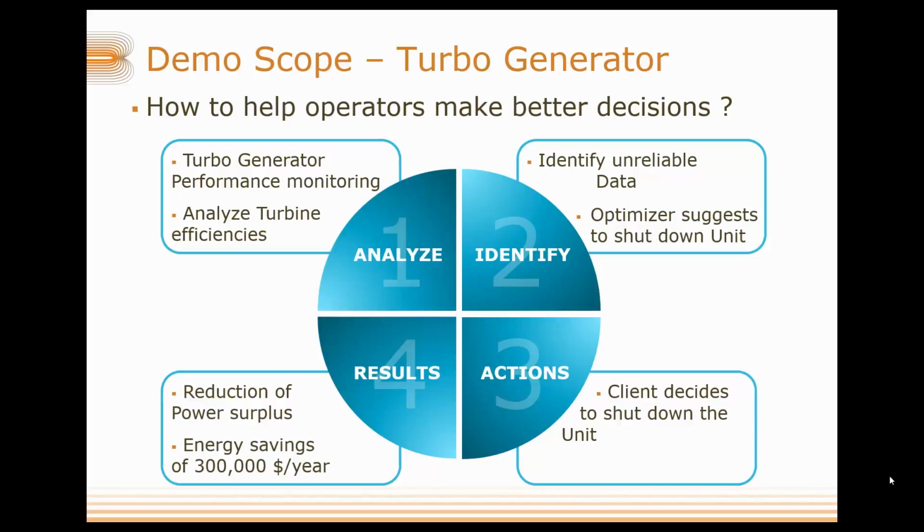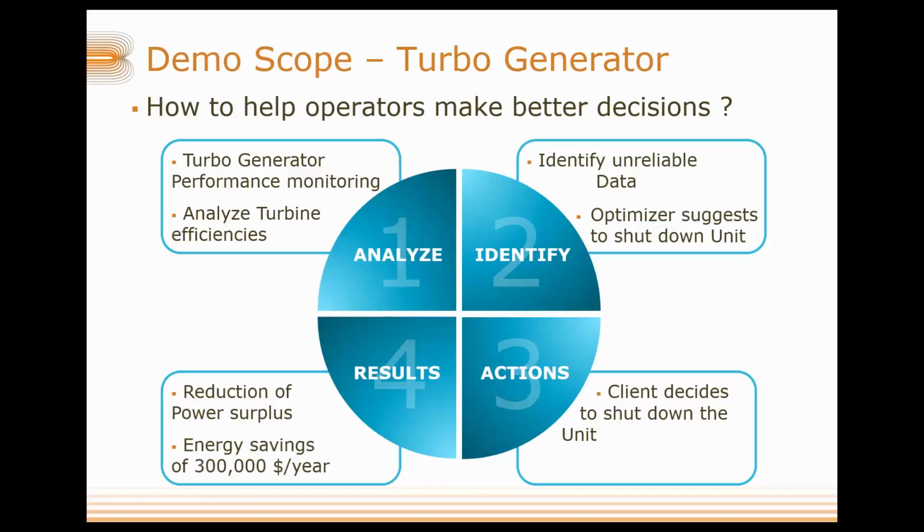So the analysis was following the following scheme. We were analyzing the performance of the turbo generator and checking in particular the efficiencies of this equipment. In the identification phase, we were identifying problems with the quality of the measurements, which then led to suggestions by the optimizer to not use this particular equipment anymore. The customer took action and followed this recommendation and actually shut down the turbo generator, which could then be quantified with an economic benefit of about $300,000 of savings per year.